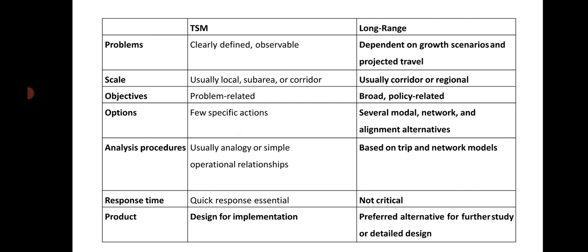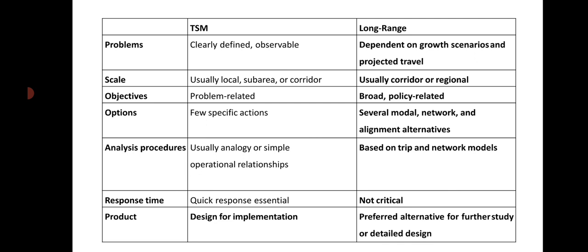Now next, this is a table showing the variation or the differences between the long range element and the TSM element. So what are the differences in the problem in TSM and long range? In long range, the problem is dependent on the growth scenarios and projected time. That is usually for a corridor or for a region. That means for a large area we go for a long range element.